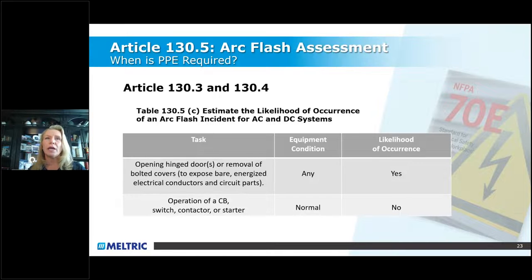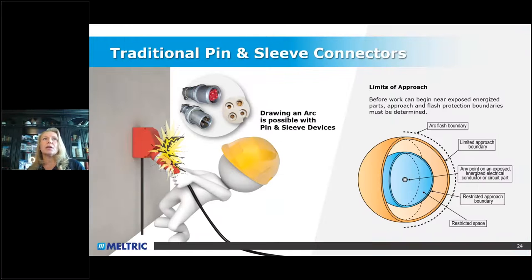But if you're opening any doors, removing any bolted covers, and exposing bare energized electrical conductors and circuit parts, there's always a likelihood of an occurrence of an arc flash. And therefore, you need to implement PPE. And there's another table in Article 130 that starts to talk about what type of PPE you'll need based on the voltage that's present. So now I'm just going to talk about traditional pin and sleeve connectors and traditional disconnect switches.